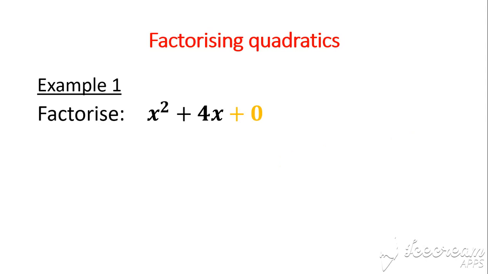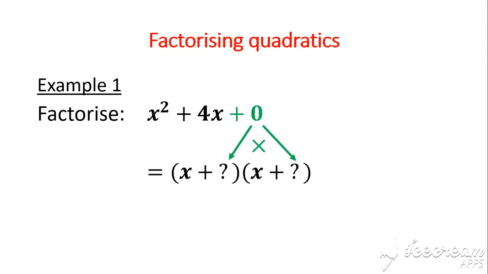So once you've figured that out, then you can carry on and say, right, we're going to put it inside two brackets, and the two numbers we pick must multiply to get 0 and must add to give 4. Now what two numbers multiply to 0 and add to 4? It must be 4 and 0. 4 times 0 gives 0, and 4 plus 0 gives 4. So one of the numbers must be a 0.